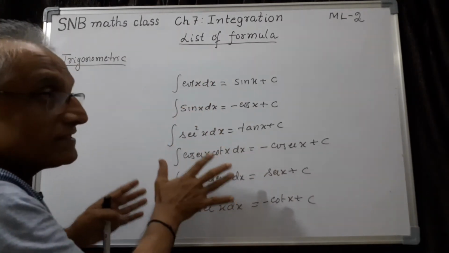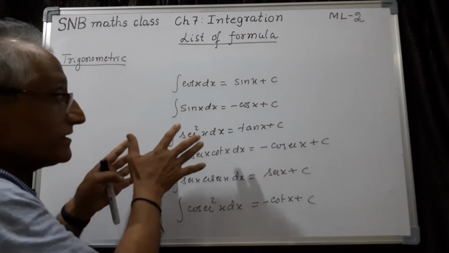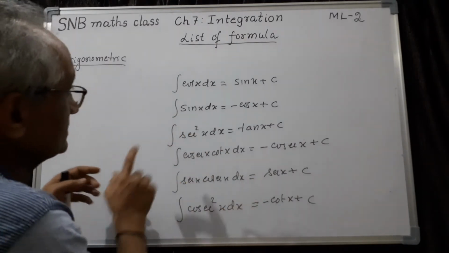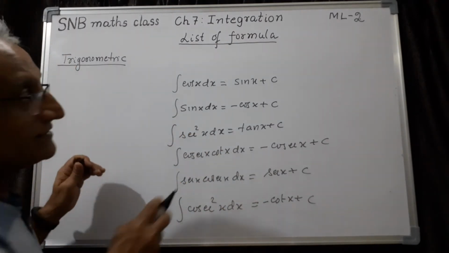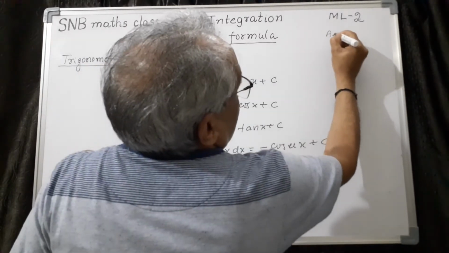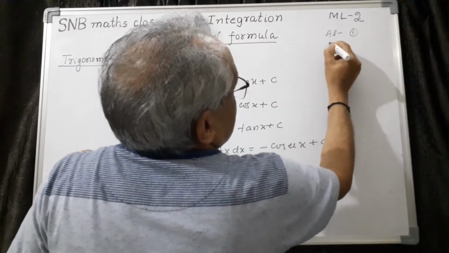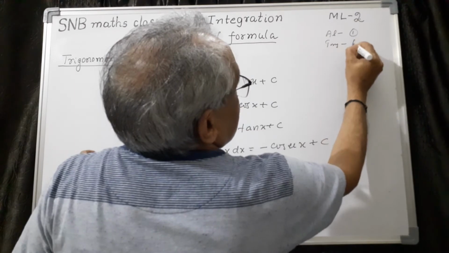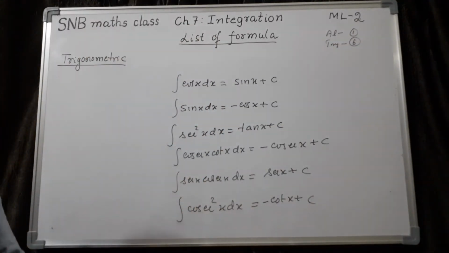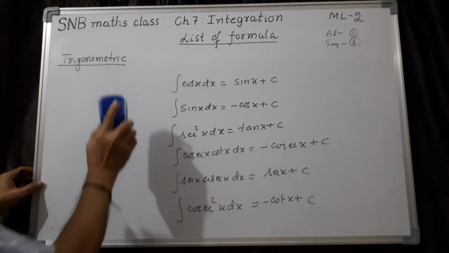These are the basic formulas for trigonometric functions. This is the six set. Therefore, you can remember like this: algebraic you have got 1, x to the n. Trigonometric you have got 6. So these are the 7. Now let us go quickly with the next one.